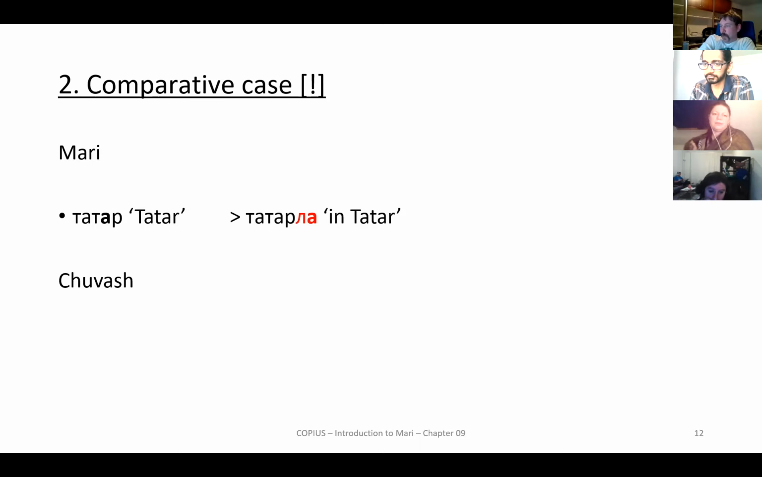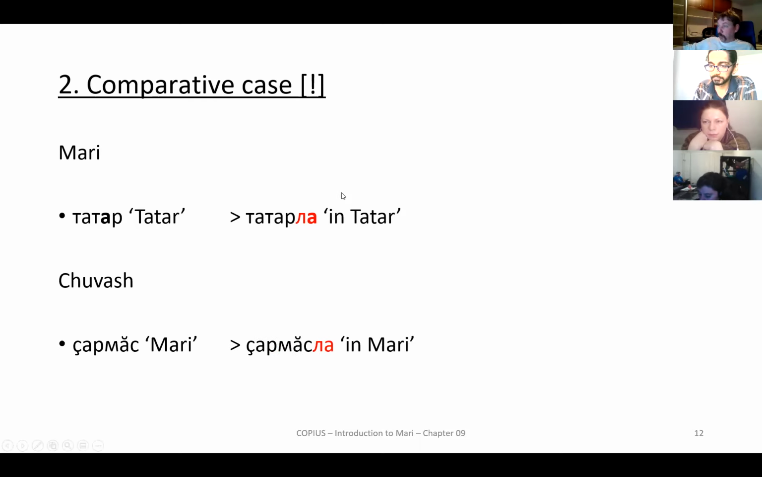a range of usages. One we have already encountered, and that is that if we attach it to the name of a nationality, we get an adverb in connection with this nationality. Like Tatar is Tatar and Tatarla is in Tatar. The same works in Chuvash, interestingly, and then in Mari, the suffix does the same thing.